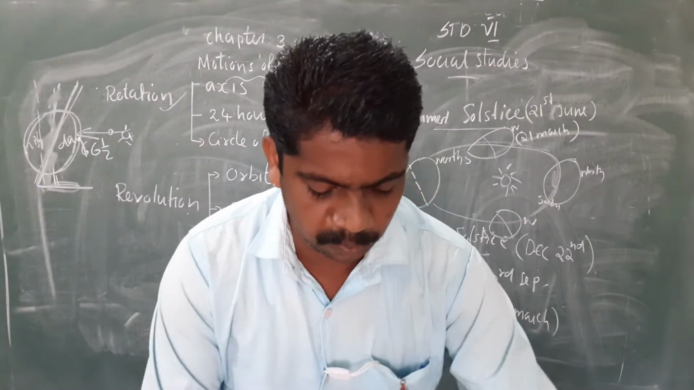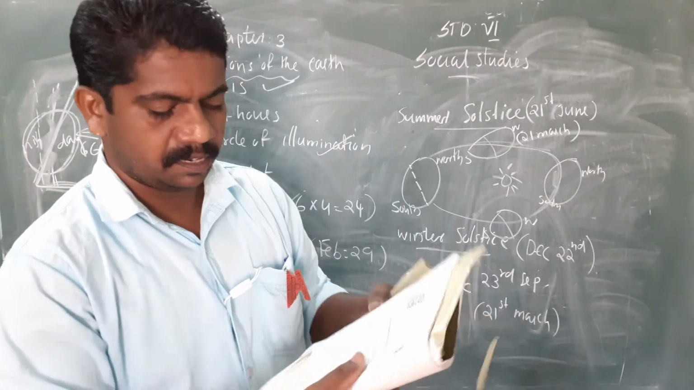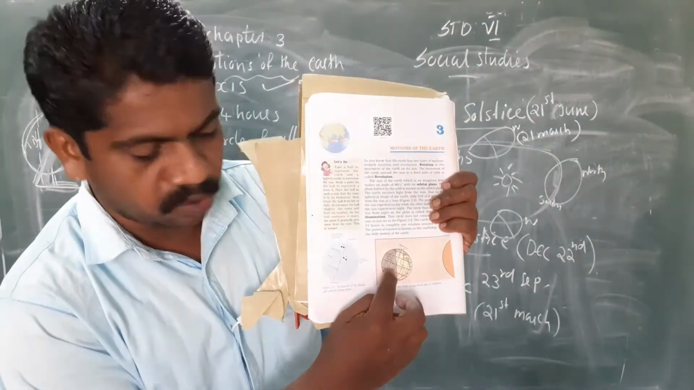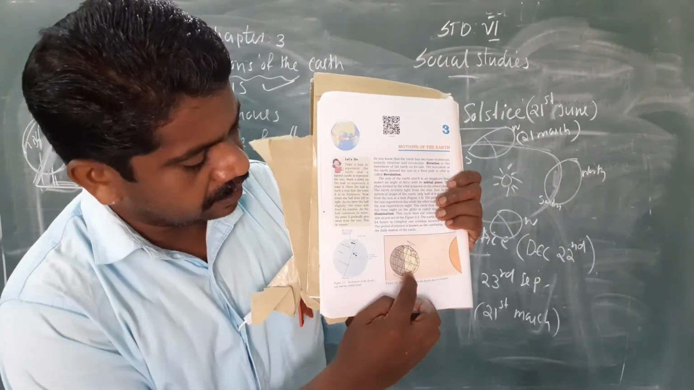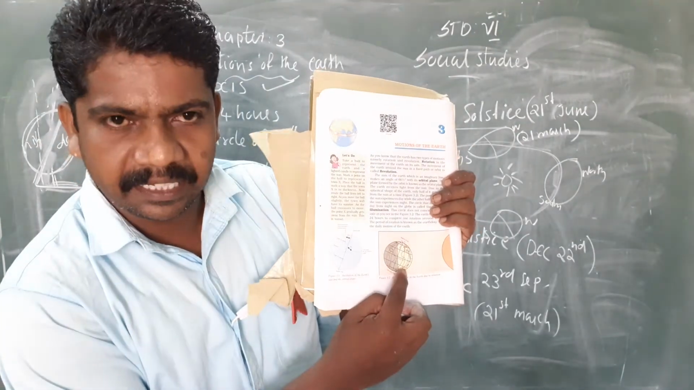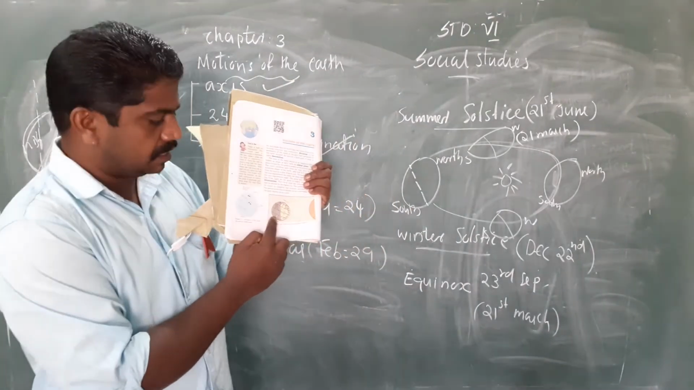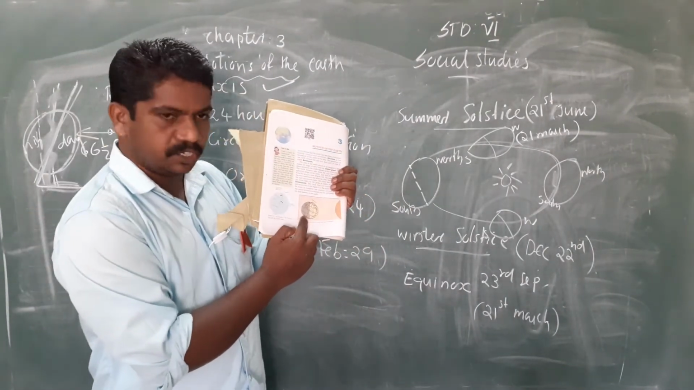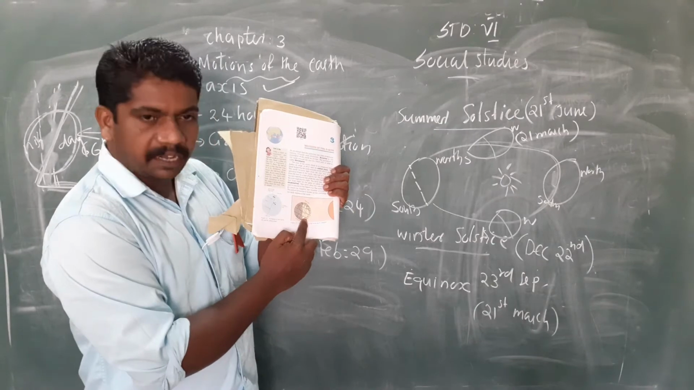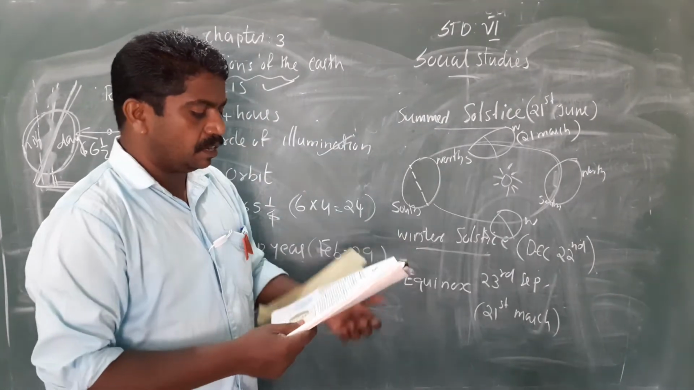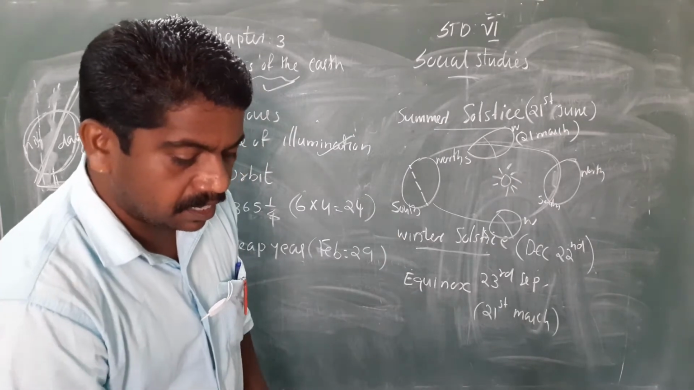You will see the textbook. This is the picture. The sunlight falls on earth. Here the yellow part is experiencing day and the black color experiences night. So the day part is called the circle of illumination. I think you understand. Now let us go to revolution.